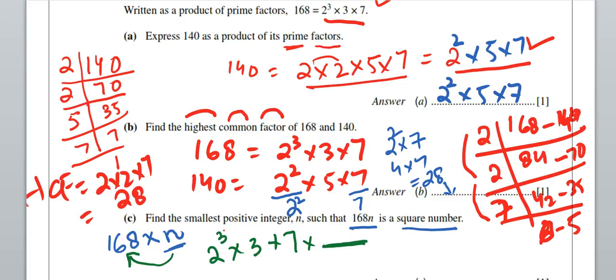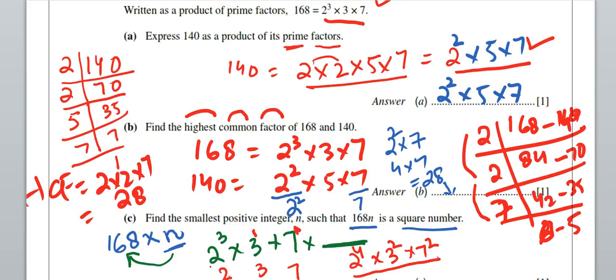Here is 2 raised to the power 3, so I can make it square by adding one more 2. There is a 3 to the power 1 here, I can make it square by adding one more 3, and again there is 7 raised to the power 1, so I can add this 7 here. Now when I multiply 2 raised to the power 3 by 2 raised to the power 1, it will become 2 raised to the power 4, and that is a square number. And this 3 will become 3 raised to the power 2, and 7 will become 7 raised to the power 2. So this number is a completely square number.